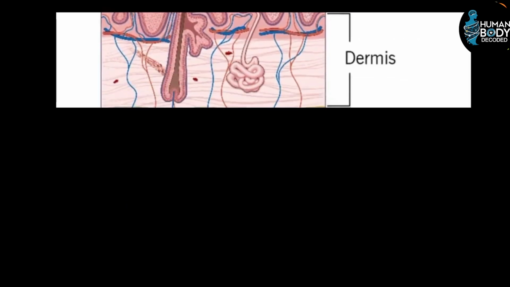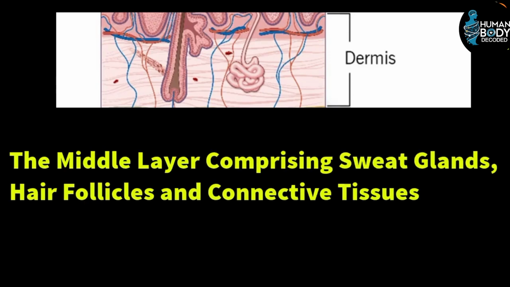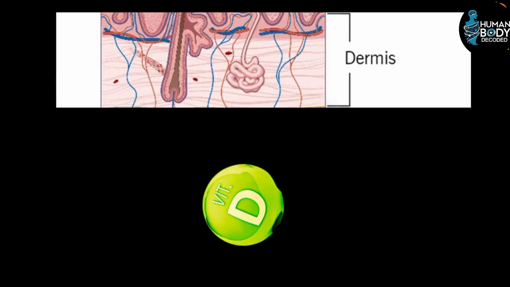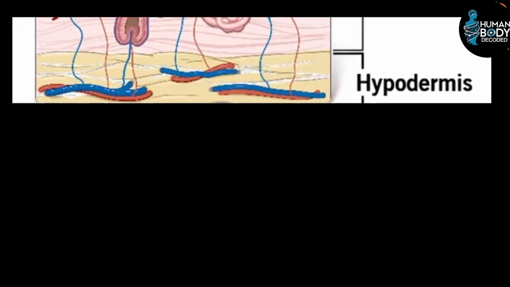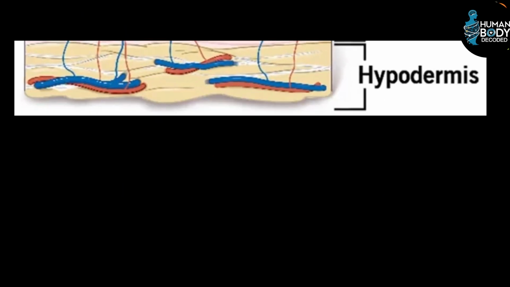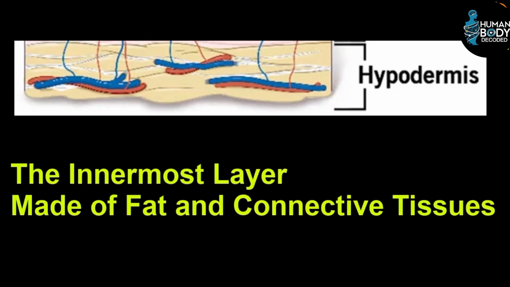The middle layer is the dermis, which contains sweat glands, hair follicles, and connective tissues. It's also the layer through which the skin produces vitamin D in the presence of sunlight. The third layer is the hypodermis. The hypodermis is the innermost layer of the skin, and it contains fat and connective tissues. Now, let's move on to the functions of the skin.